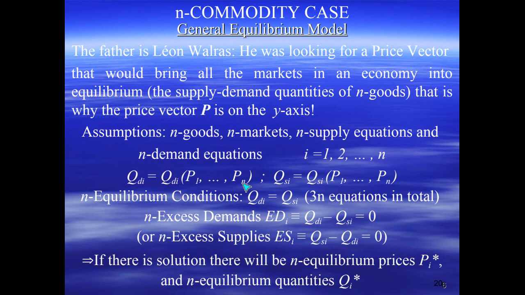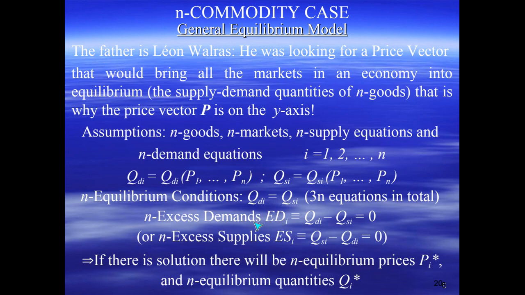The same for supply as well. QSi is the quantity supplied of the ith good in the ith market, and it is influenced by all the prices from P1 to Pn. You see, this is a shortcut way to show all these equations, the system. And we also have n equilibrium conditions, QDi equals QSi. So for each market we have three equations: one demand and one supply equation, which are behavioral equations, and one equilibrium condition. If there are n markets, n times 3 is 3n equations. The whole model has 3n equations.